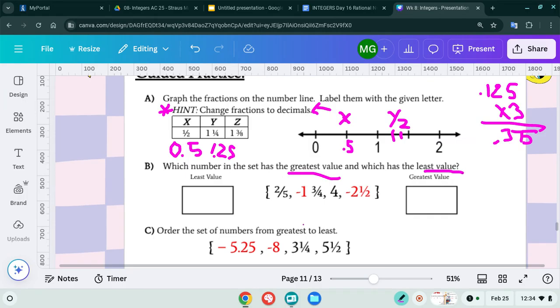Okay, so again, the best practice is to go ahead and make you a number line, right? And so they already have it right here. Sorry, this should also be in red because that's one number. That's negative 1 and 3/4. We have 2/5, right? And then we have 4 and negative 2 and 1/2. So we would say negative 2 and 1/2 is probably the least amount.